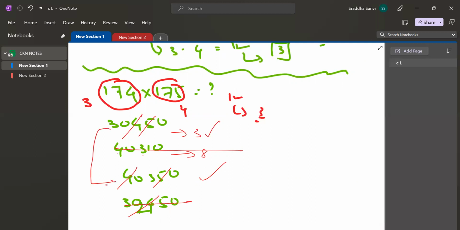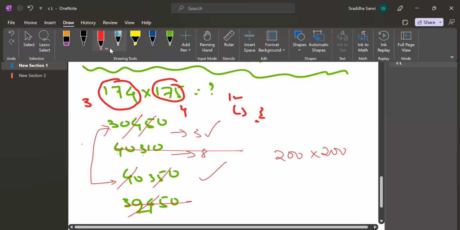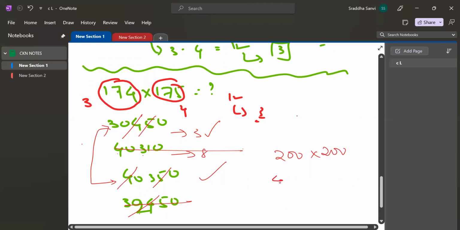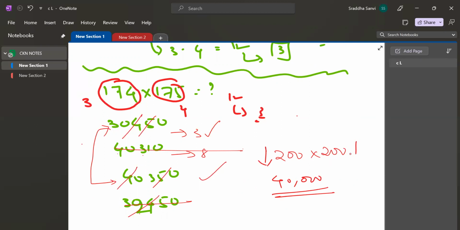My answer can be either A or C. So I have two options lying between A and C. But my answer is a unique answer. A multiplication cannot have two different answers, right? My numbers 174 and 175, if I assume these numbers are close to 200, the product would have been 40,000. When the numbers are less than 200, the product is less than 40,000. So anything above 40,000 will not work. Below 40,000 will work. That's why the option is A.